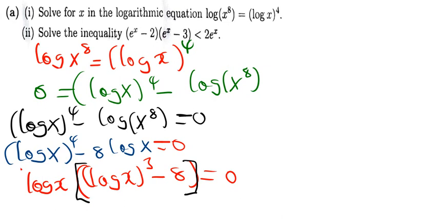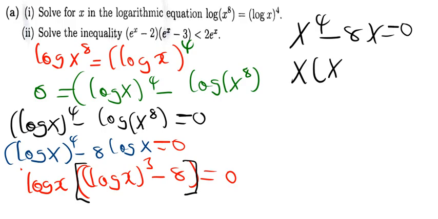I'm saying, do you know that what we have here is the same as x to the power 4 minus 8x is equal to 0. Can't I factor out x because I've got x on both sides? So I'll say x open bracket x to the power 3 minus 8 is equal to 0. Here, log x to the power 4 is (log x) to the power 4, so I'm just factoring out log x. Remaining with (log x) to the power 3 minus just 8 is equal to 0. That's what I've done.